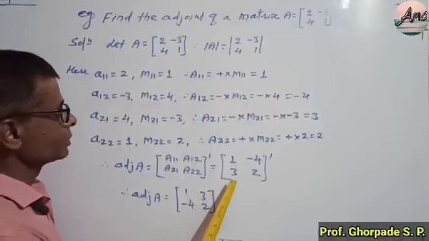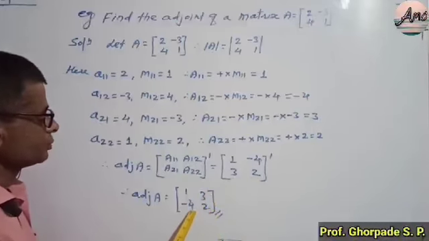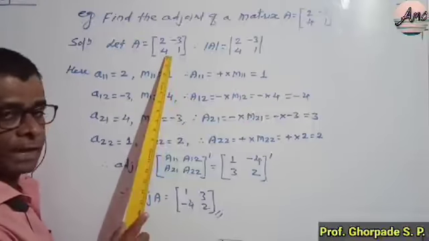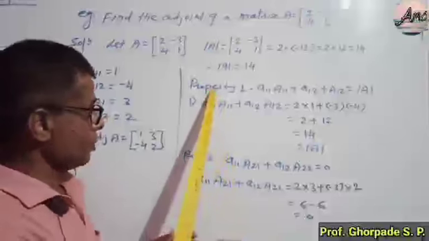1 minus 4. Second row becomes the second column. So this is what? The adjoint of the given matrix A. Now let us prove these two properties.